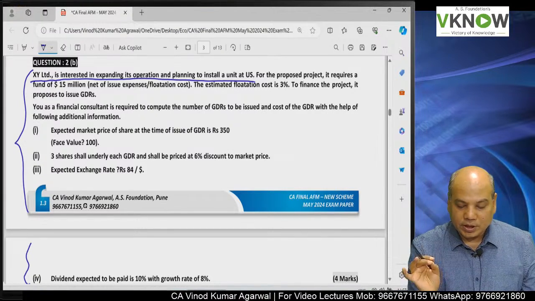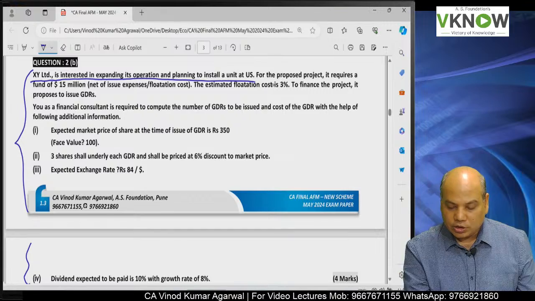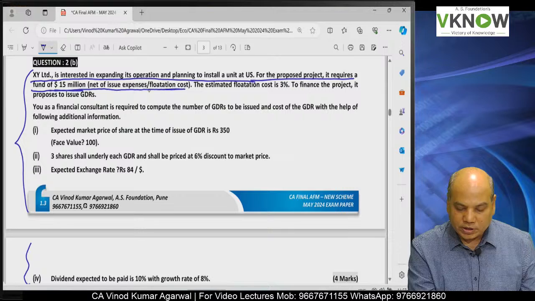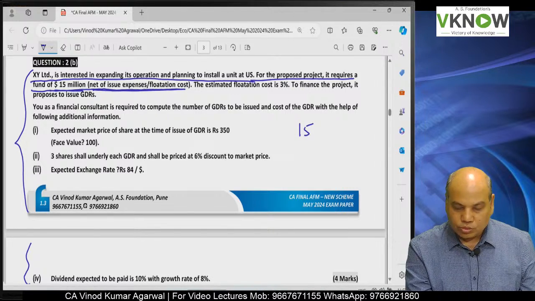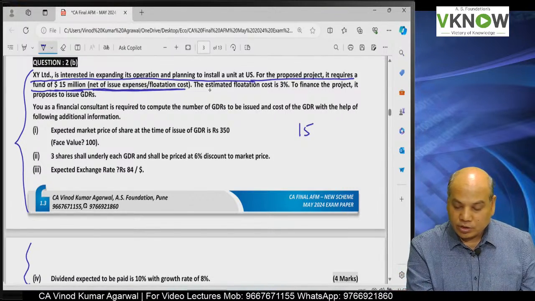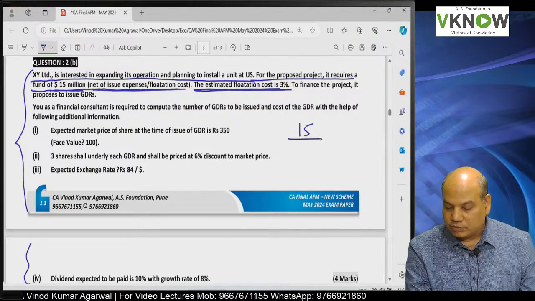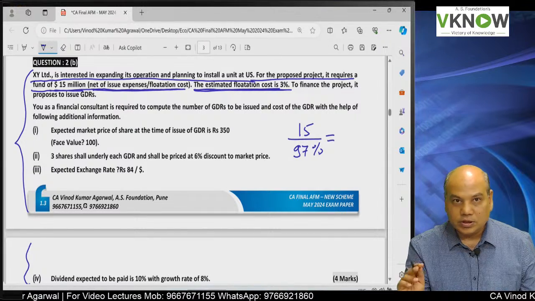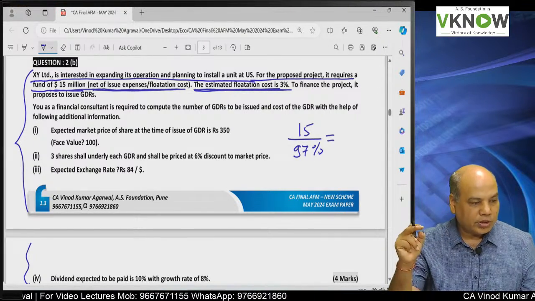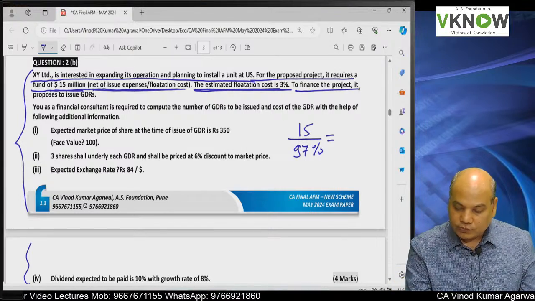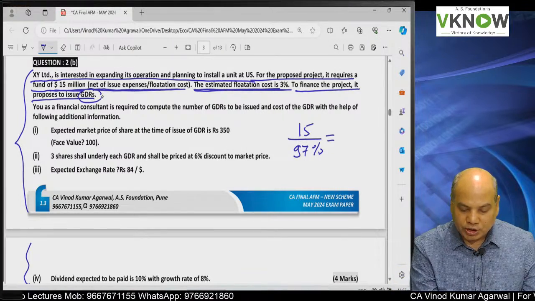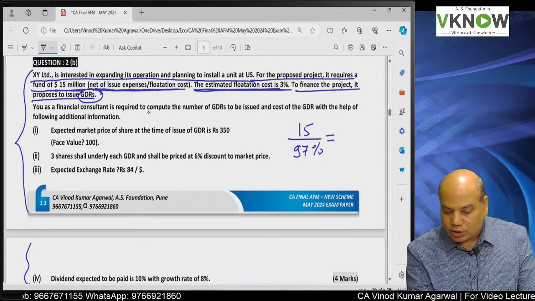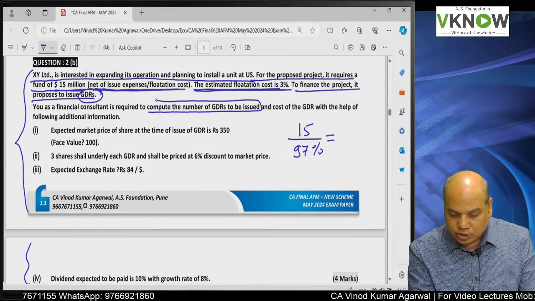XY is interested in expanding its operation and planning to install a unit at US for the proposed project. It requires a fund of $15 million net of issue expense and flotation cost. So 15 million should come in hand after incurring expenses, and the estimated flotation cost is 3%. So you need to raise 15 million divided by 97%. This much fund you will have to raise, because 3% will be spent on flotation cost to finance the project. It proposes to issue GDR, Global Depository Receipt. You as a financial consultant are required to compute the number of GDR to be issued.